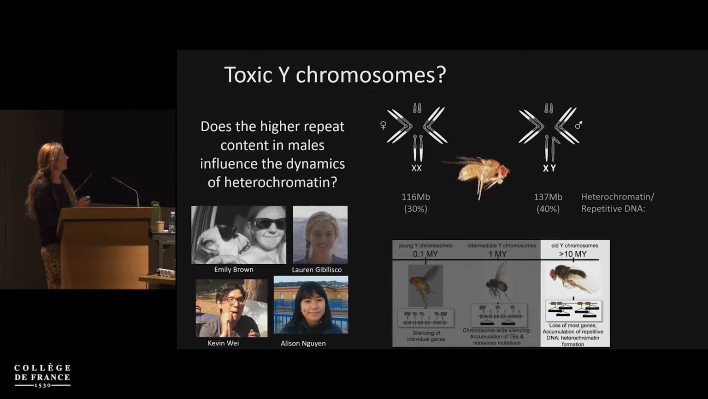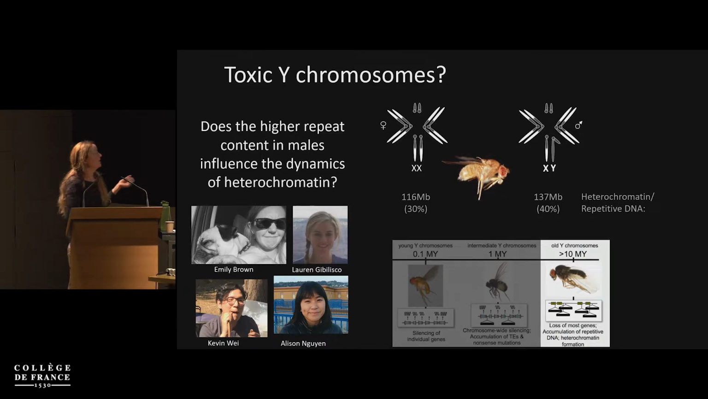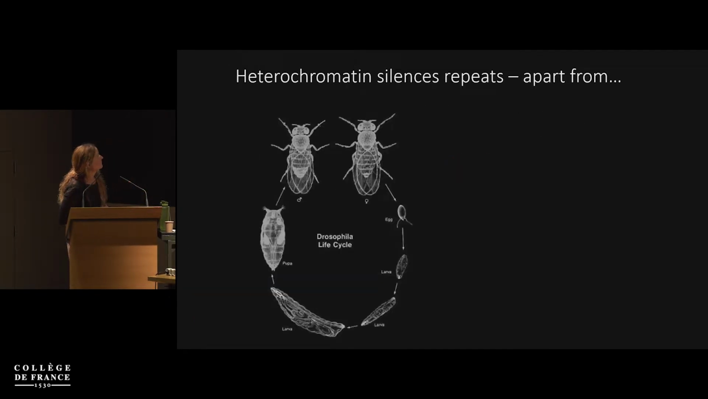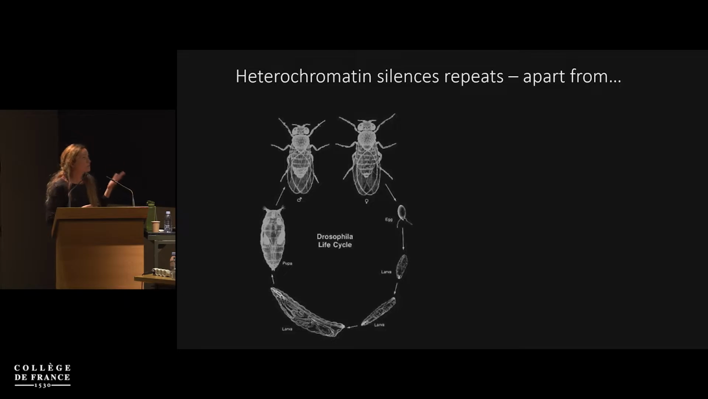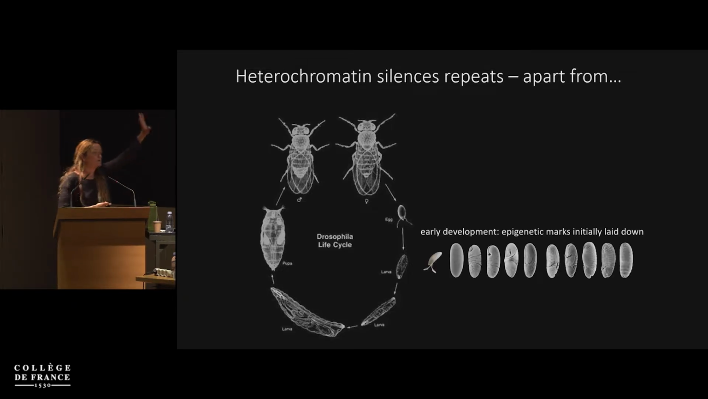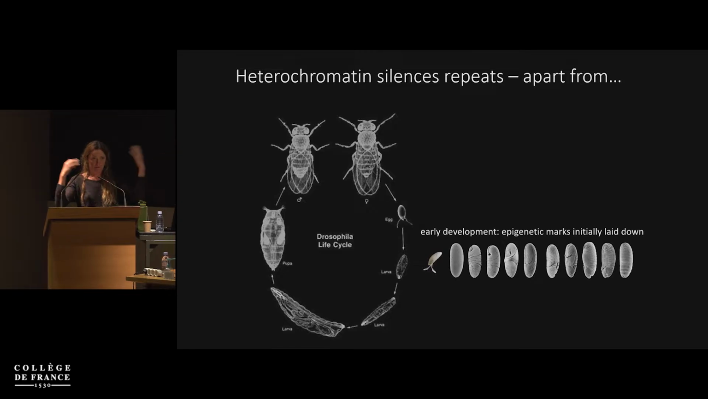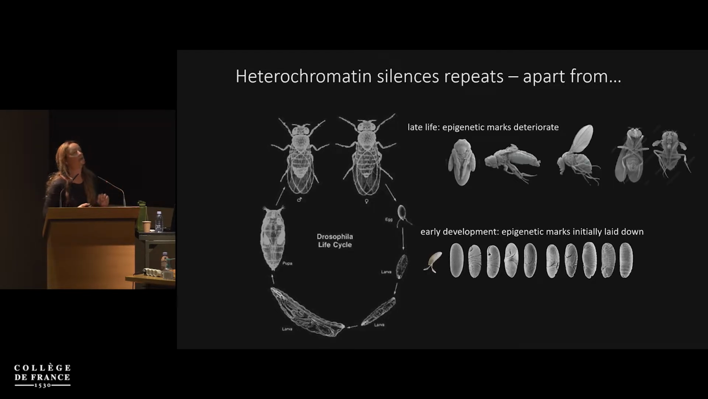And all the work I'm talking about has been done by 3 very talented grad students, Lauren, Allison, and Emily, and the postdoc, Kevin. So repetitive junk DNA, as I mentioned, is typically silenced by heterochromatin, but there's 2 stages in the life of a fly when heterochromatin formation is somewhat compromised. The first one is during very early development when heterochromatin is first being laid down on repetitive regions to silence them. And the second one is late in life.